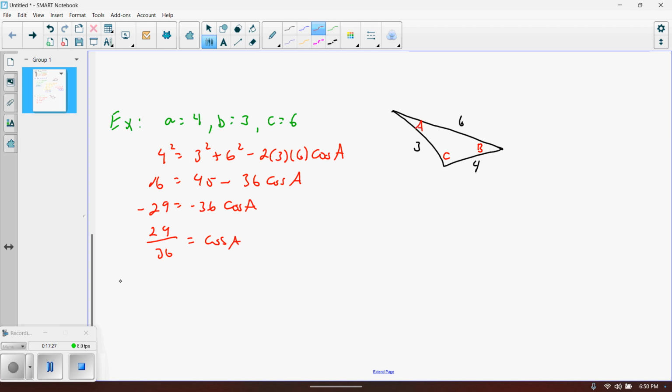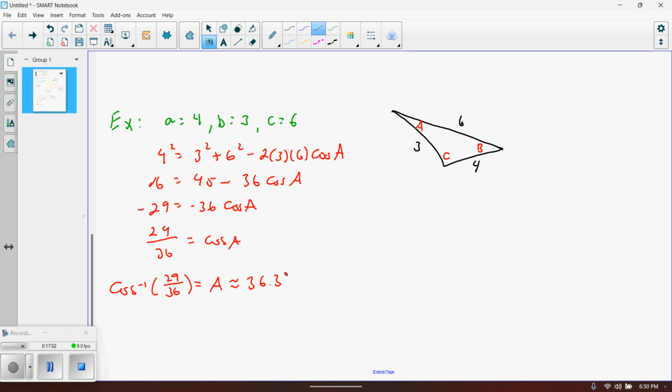So we'll have to take the inverse cosine of 29 over 36, which will equal angle A. And plugging that into your calculator, you're going to get 36.3 degrees. So now we have one of our angles.